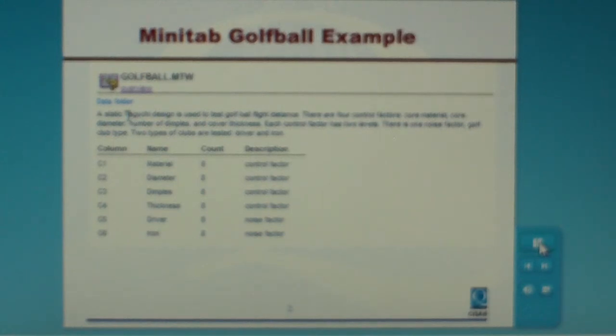if you like. The response is flight distance of a golf ball. There are 4 control factors: core material, core diameter, number of dimples, and cover thickness, all design characteristics of a golf ball. The noise variable here is the type of club, iron or driver. I'm not much of a golfer, but in order for this problem to make sense, the clubs would have to be matched.